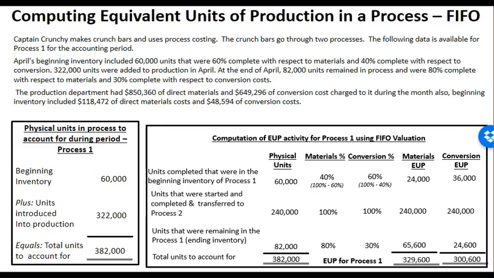Now I simply add up the materials EUP and the conversion EUP, and that tells me the amount of EUP effort that was expended during the month for process one. And what we're saying here is there are 329,600 EUP of effort expended for materials during the month of April. There's 300,600 units of effort of conversion that were expended during the month of April. So now I have those numbers.